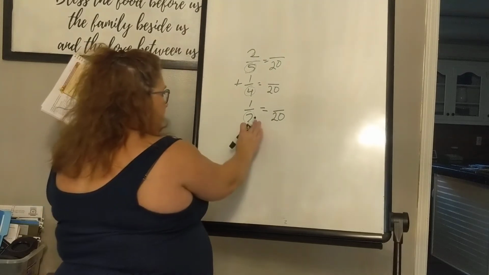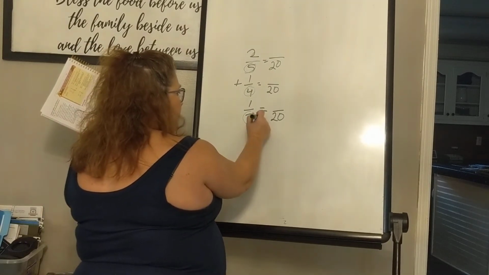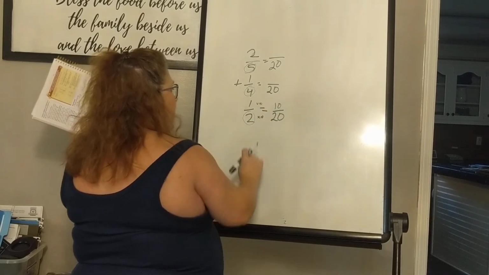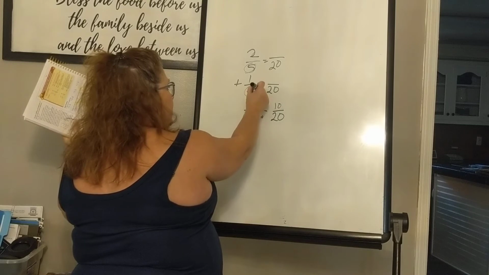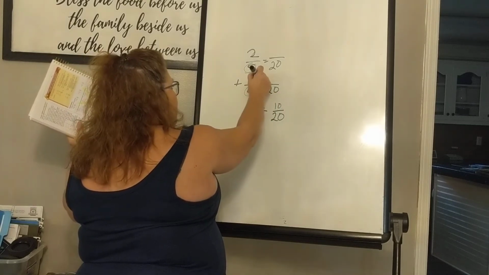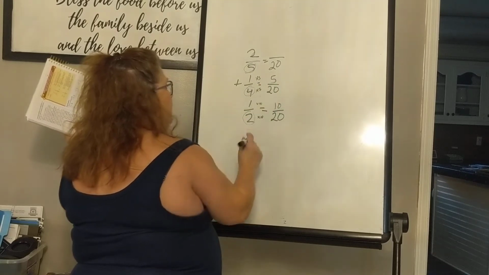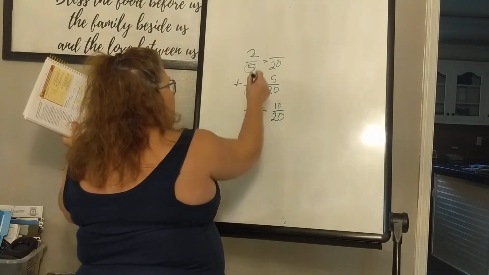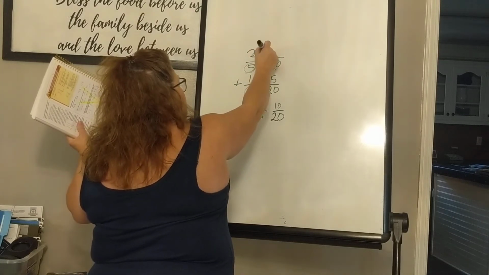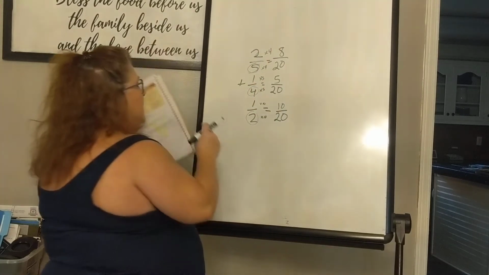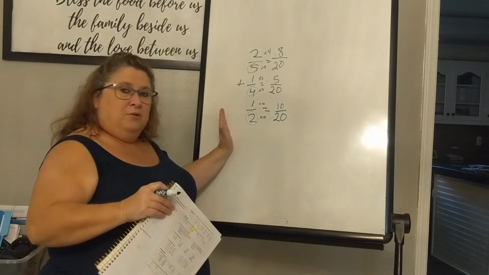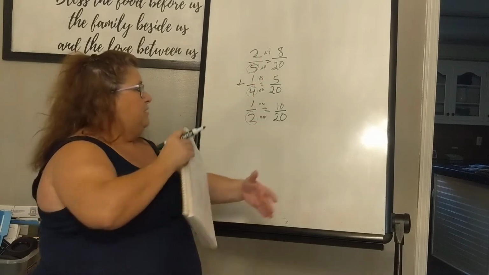Okay? So how many times will 2 go into 20? It'll go in there 10 times. So 1 times 10 is 10. How many times will 4 go into 20? It'll go in there 5 times. So 4 times 5 is 20. And 1 times 5 is 5. How many times does 5 go into 20? 4 times. 5 times 4 is 20. And 2 times 4 is 8. So we have just found our least common denominator, and we have just made equivalent fractions.